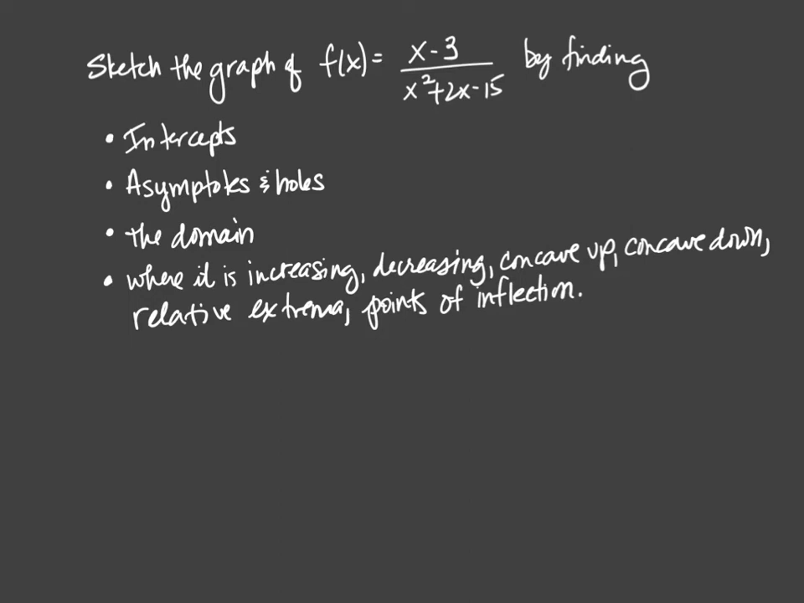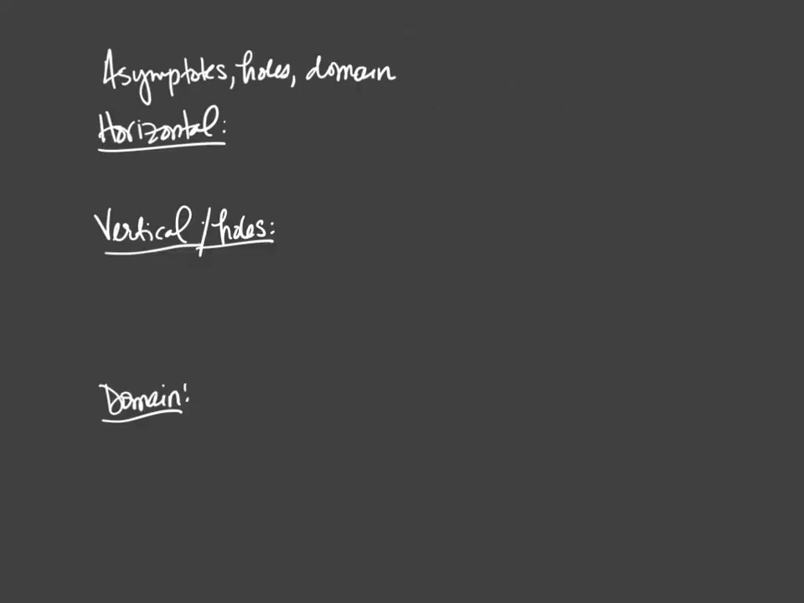In this problem, we're being asked to sketch the graph of f of x equals (x minus 3) divided by (x squared plus 2x minus 15) by finding the intercepts, asymptotes and holes, the domain, where it is increasing, decreasing, concave up, concave down, any relative extrema, and points of inflection. We'll start by finding the asymptotes, holes, and domain.